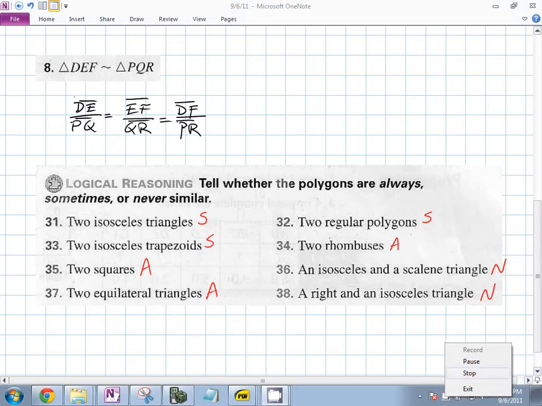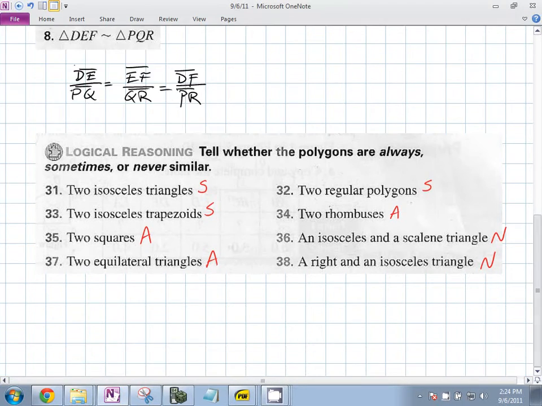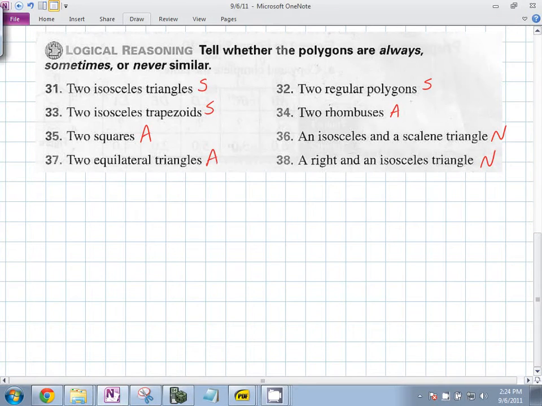Anybody want to challenge any of those answers? Giacomo, what are you challenging? The last one, 38. Sometimes. A right and isosceles triangle. Do right triangles have to be isosceles? No, but they can be. What's an isosceles triangle? Two sides non-hypotenuse are congruent. Oh, okay.